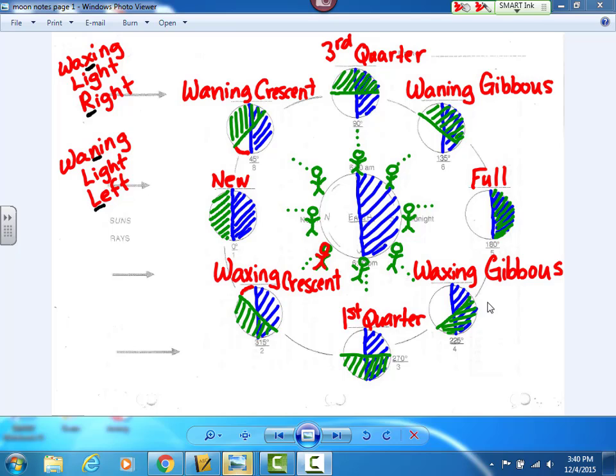Pause here if you need to finish writing this down or coloring. We are going to change pages. Page 2.